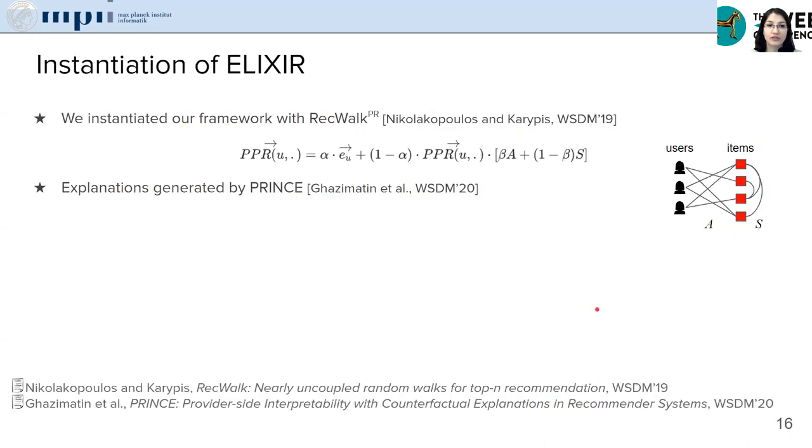We instantiated our framework ELIXIR with RecWalk, which is a state-of-the-art recommender model based on random walks with restart. To give you a brief overview, the input to this model is a heterogeneous graph where the nodes represent users and items, and the edges capture both user-item interactions and item-item similarities. The relevancy scores of items here are computed by running personalized PageRank for a given user.